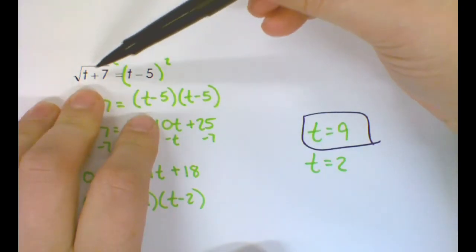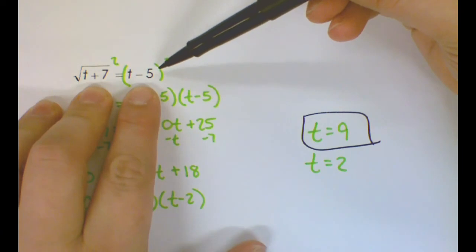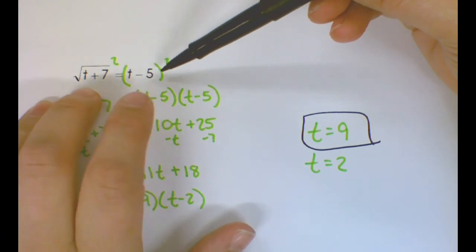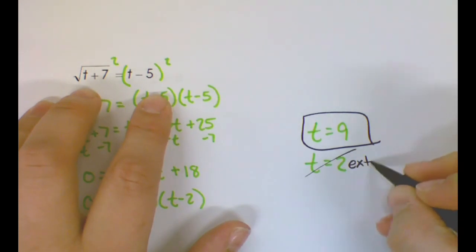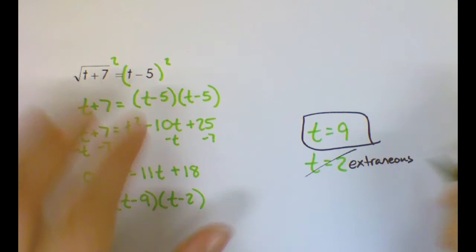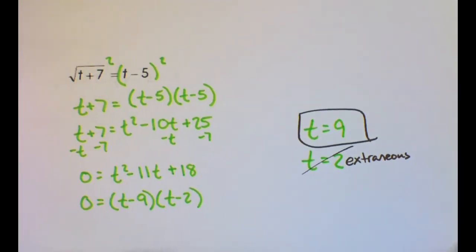Now 2. 2 plus 7 is 9. Square root of 9 is 3. 2 minus 5 is -3. 3 does not equal -3. That's an extraneous solution. So in square roots, it'll be either making you take a square root of a negative or giving you a square root equals a negative, both of which are not allowed.